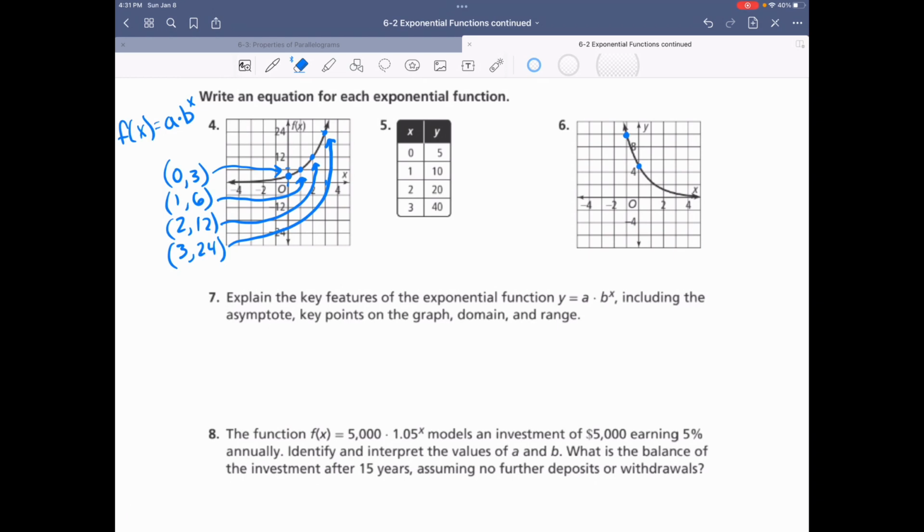And then number 7, explaining the key features, including the asymptote, key points on the graph, domain, and range. Okay. Well, the asymptote for this function is that as x increases, the y is approaching 0. So it's approaching the x-axis. So the asymptote is the function curve approaches the x-axis.